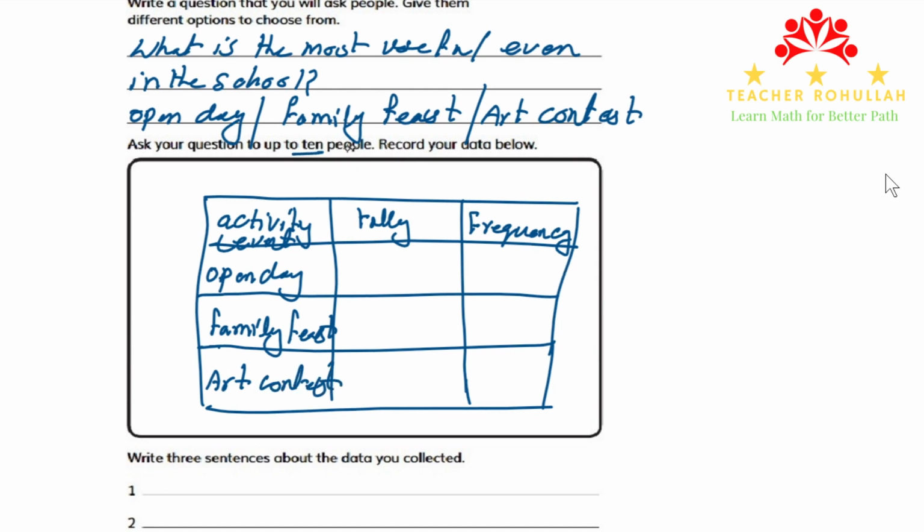Here the statement says you have to ask 10 people. For example, I asked 10 people, and out of 10, 4 of them chose open day. So this is the trolley mark, and this is the frequency. 3 of them chose family feast, and 3 chose art contest.